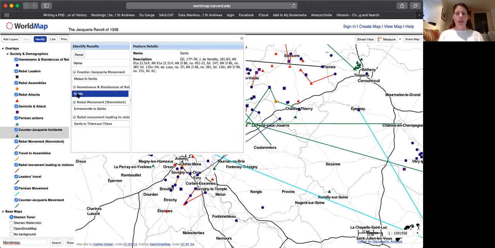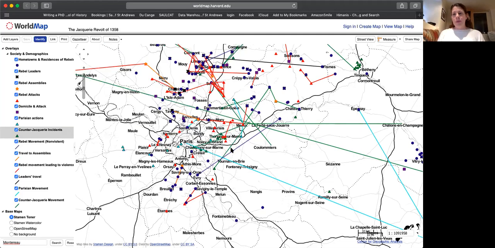So for example, if we click on the hometown and residence of the rebels, we can see there's quite a lot of documentation for rebels living at Senlis. If we click on rebel movement, it tells us about one of the Jacquerie leaders who went to Senlis at a certain point.